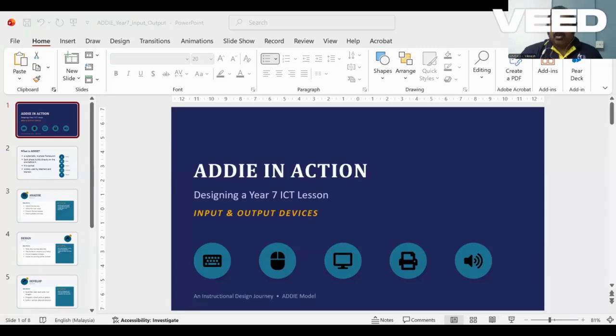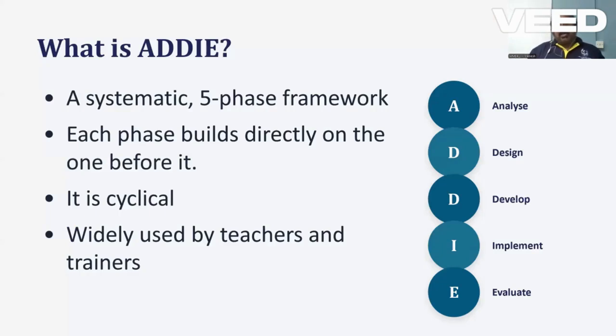Today, I'm going to demonstrate ADDIE, the model that I've used in designing my Year 7 ICT lesson, which is going to be on input and output devices. Basically, ADDIE is a 5-phase framework, mainly analyze, design, develop, implement, and evaluate.